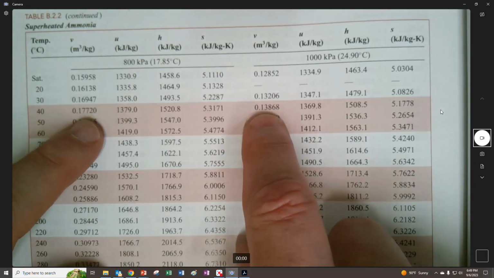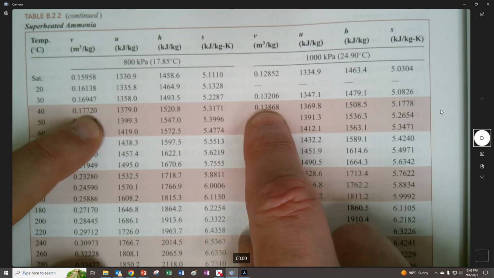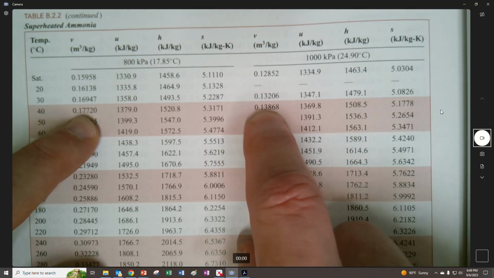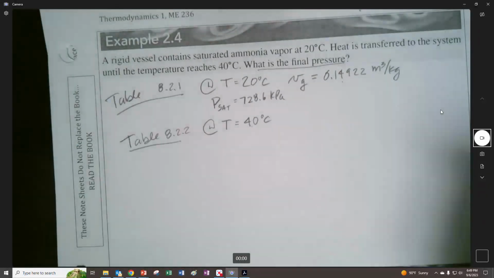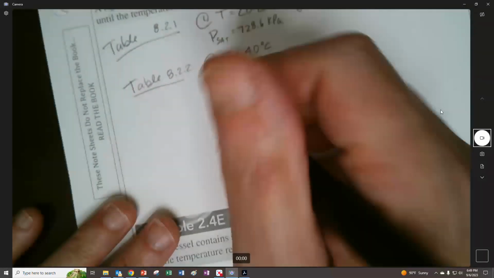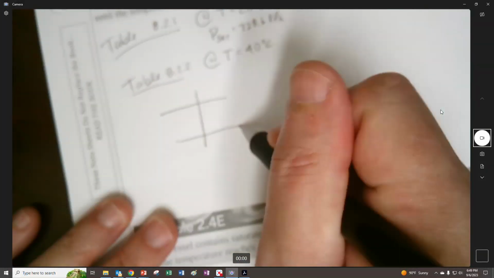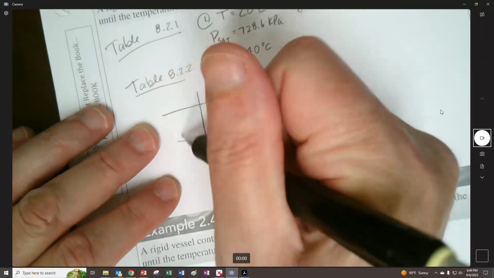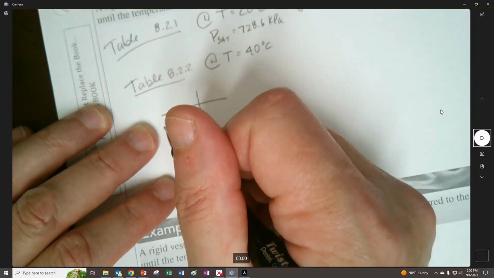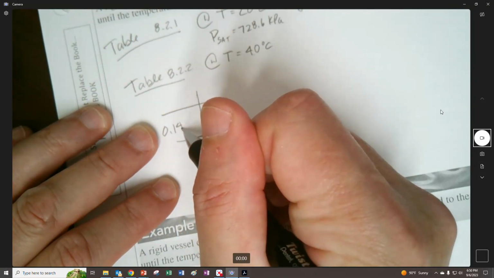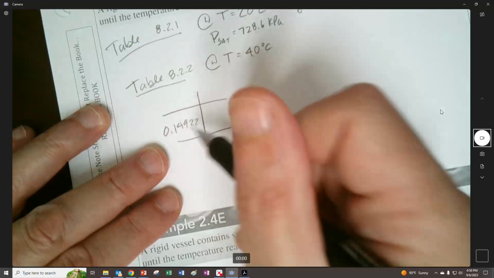So now we want to do an interpolation in between there. We already know it's 40 degrees, and we know that it is a value between these two, so we can find out what that pressure is. So we need to write out an interpolation table, or let's make the left-hand side the thing we know. So here's what we're trying to get, 0.14922. That's the thing we're trying to get.